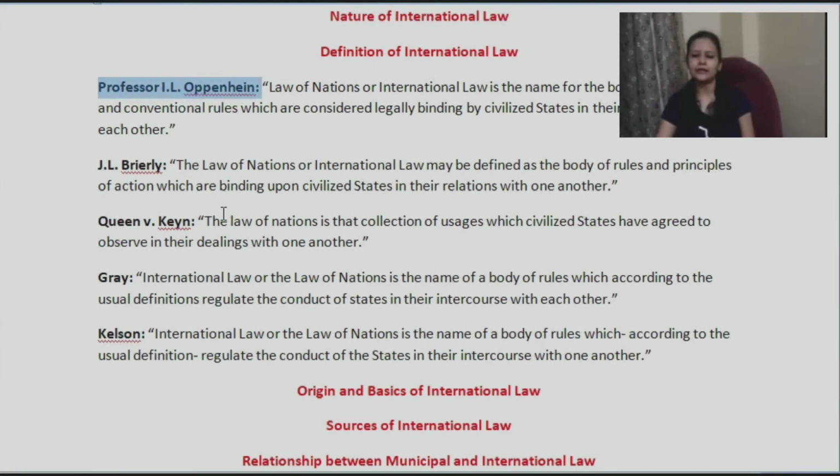I would suggest you should at least remember or learn by heart 3 or 4 definitions, because there can be a question that says define international law, and along with that there may be another part of the question. So you can read 3 or 4 definitions and that should be enough for you. Whichever you are finding easier from this part, you can go for that only. Okay, so we are done with definitions of international law.